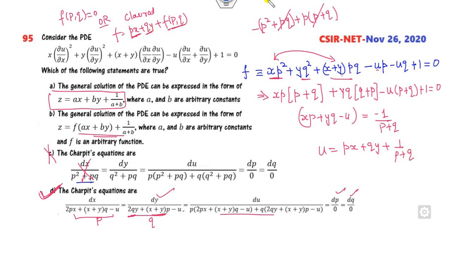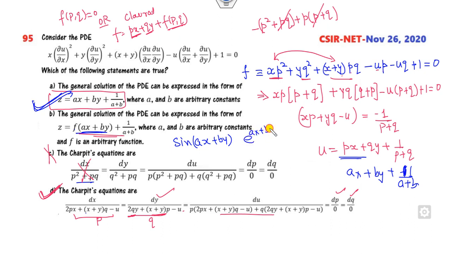So which is of this nature? px plus qy plus a function of p and q. So the solution of this will be ax plus by plus a function of a and b, so 1 over a plus b is the right answer. Look at this case. It is also ax plus by, but it's a function. The function could be anything. It could be sine of ax plus by, exponential of ax plus by, or logarithm of this. But we need only the linear form. So this is not the general equation. So the right answers are A and D, the correct options.